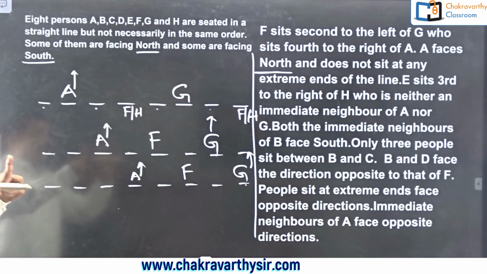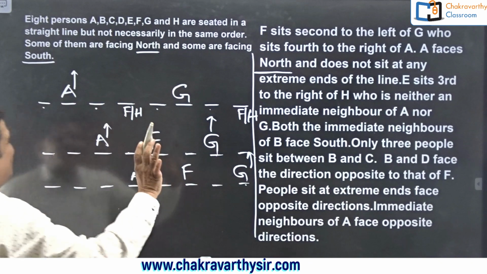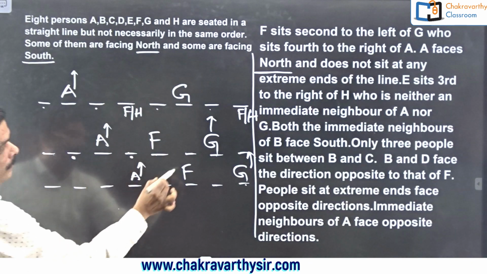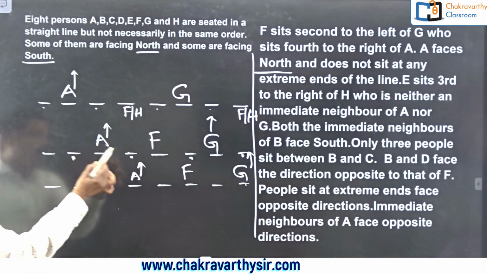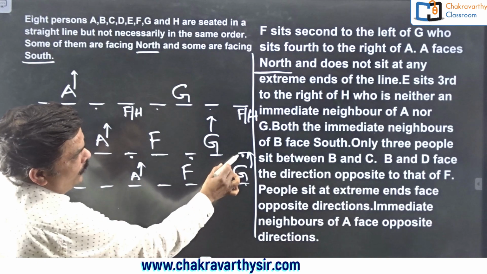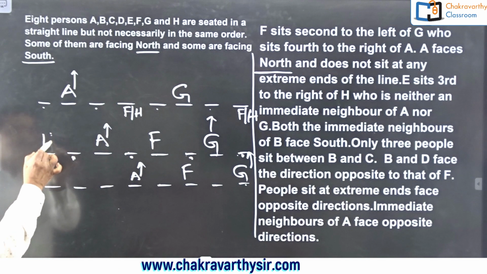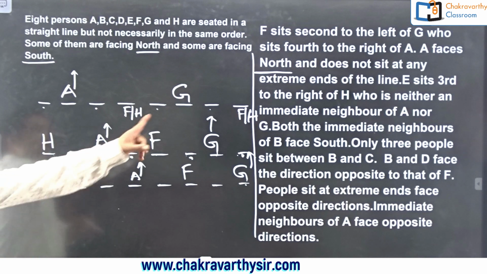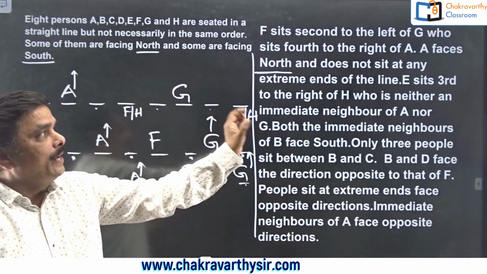Where shall I keep H here? H's information they have given. H is not the immediate neighbor of A. H cannot be here, here, here, and here. Already this is no, and this is also no. This is of course no. Then the only place for H is this one, over. When H's place is confirmed, I can place E here. E sits third to the right side of H.